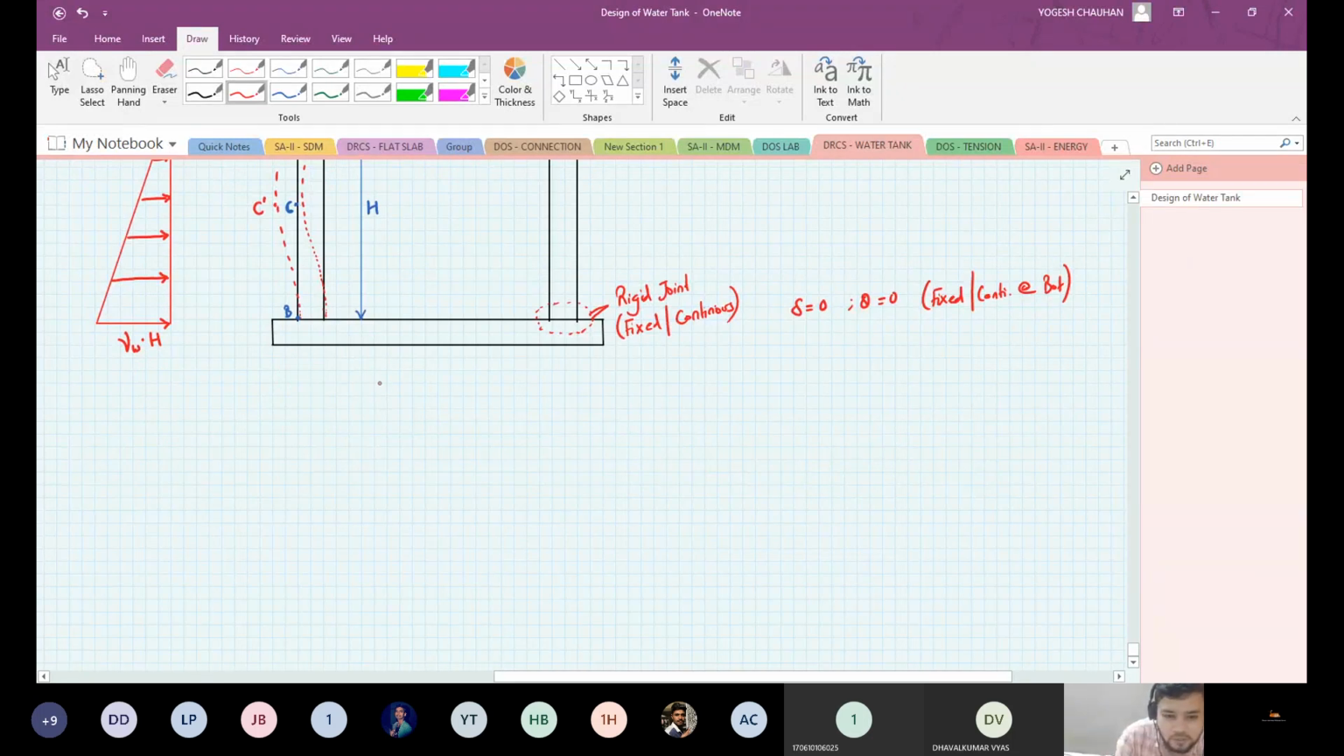This is the circular tank section with rigid joint between floor and walls.